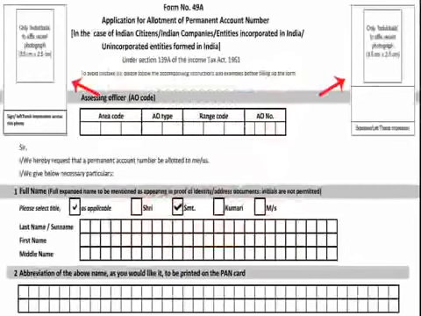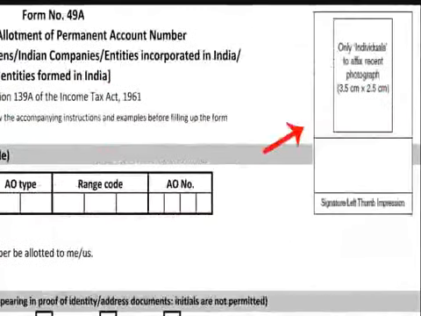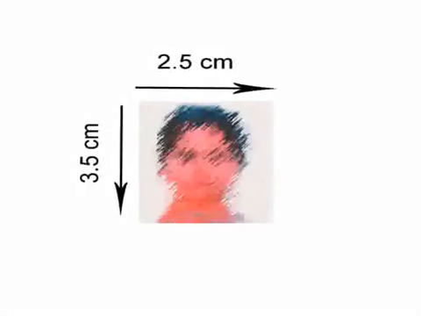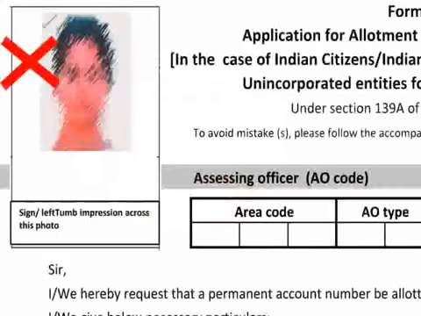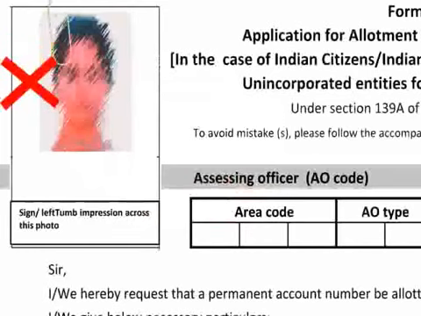Individual applicants need 2 recent color photographs with a white background. These photos have to be pasted on the form in the spaces provided. The size of the photo should be 3.5 cm by 2.5 cm. The photo should not be stapled or clipped to the form.